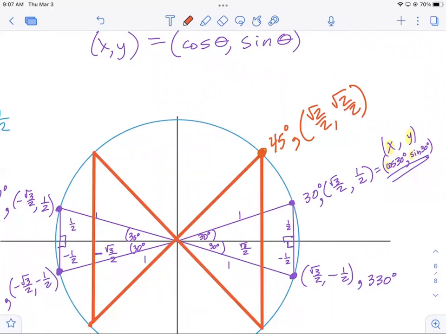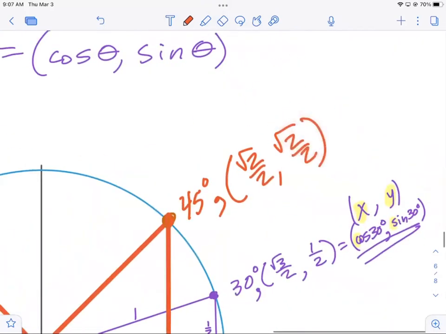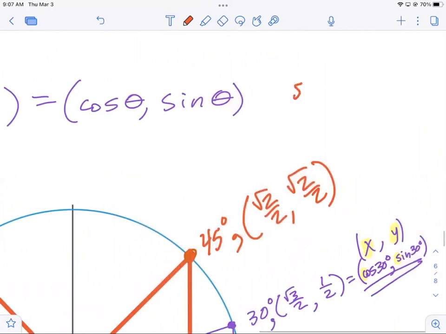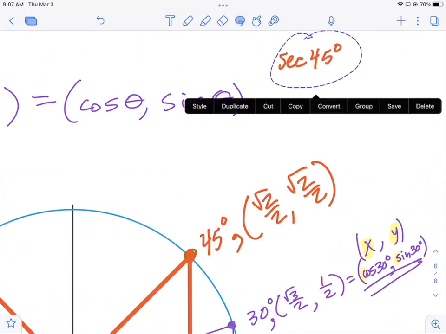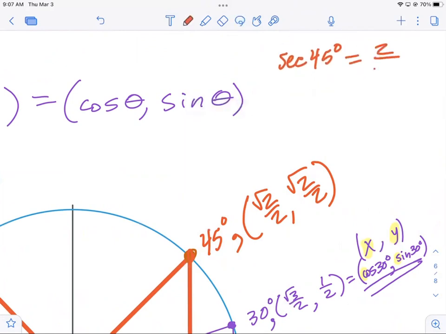45s are pretty easy. Now, just for kicks and giggles, since we're right here, what would the secant of 45 degrees be? Wouldn't that just be 2 over square root of 2? Yeah, you flip it, 2 over the square root of 2. But when you rationalize that, you get 2 square root of 2 over 2. And what happens with the 2's now? They divide out.